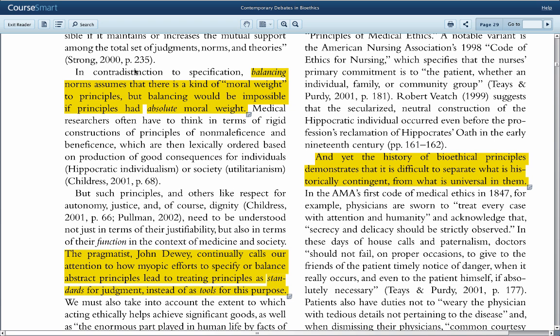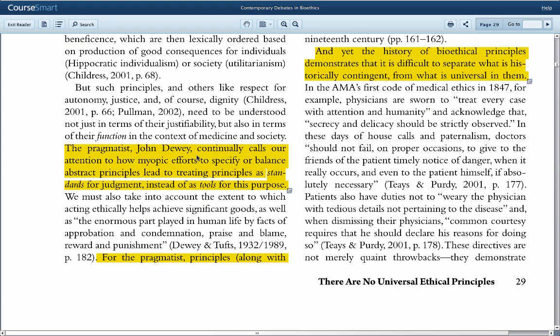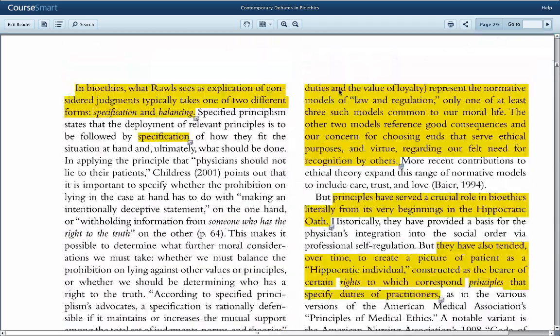Secondly, distinct from specification is balancing. Balancing different norms assumes that there's a kind of moral weight to principles. Now, Decker quotes the pragmatist John Dewey, who continually calls our attention to how efforts to specify or to balance abstract principles leads to treating principles as standards for judgment instead of as tools for judgment. For the pragmatist, Decker tells us, the pragmatist like John Dewey, principles, along with other duties and the value of loyalty, represent the normative models of law and regulation.